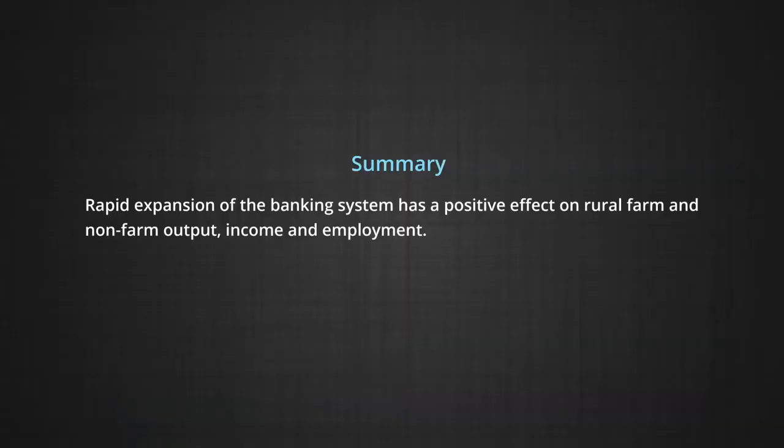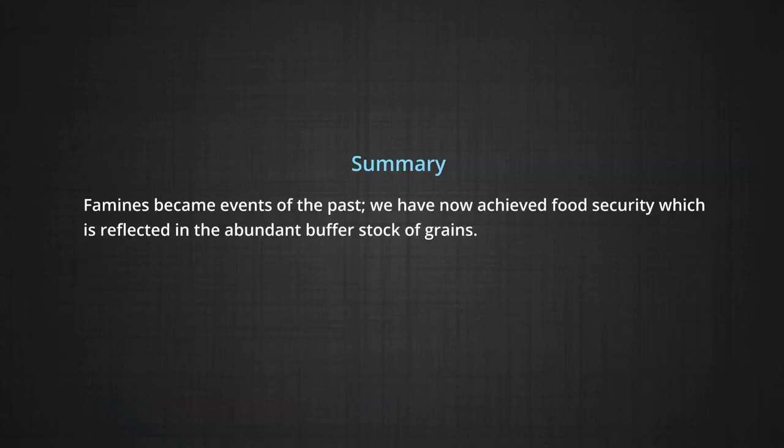Let us summarize what we have told so far. Rapid expansion of the banking system has a positive effect on rural farm and non-farm output, income and employment. After the Green Revolution, it helped farmers to avail services and credit facilities and a variety of loans for meeting their production needs. Famines became events of the past. We have now achieved food security, which is reflected in the abundant buffer stock of grains.